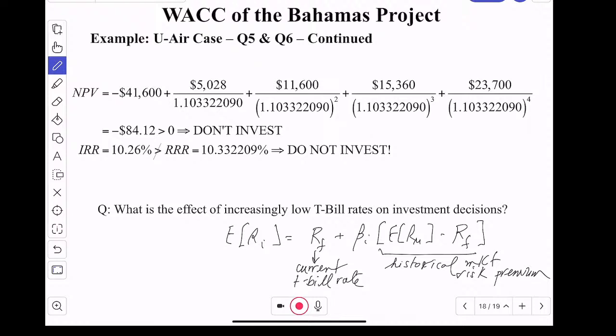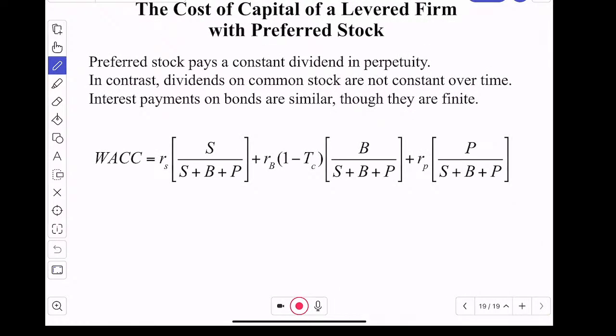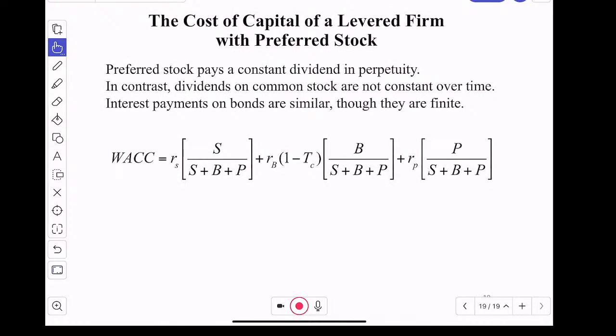Okay, so that's it. I just have one thing to add, and we'll do some exercises, and that is what we would do if we had another class of investors in the firm. We would still talk about the weighted average cost of capital, but we would include the other class of investors. Here are the other investors.